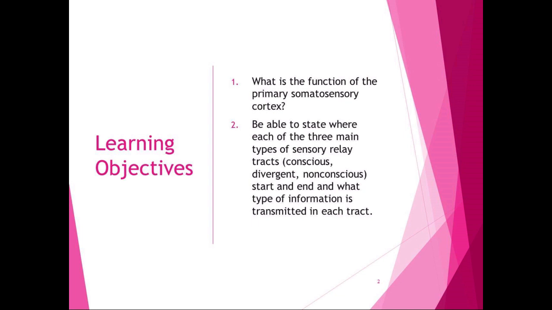So the learning objectives for this part of Chapter 11, remember Chapter 11 is going to be divided between this module and the next module. So I want you to be able to state what the function of the primary somatosensory cortex is, and to be able to state where each of the three main types of sensory relay tracts start and end, and what type of information is transmitted in each tract. So the three main tracts that we're going to talk about are the conscious relay pathway, the divergent tract, and the non-conscious. So we'll talk about each one of those individually.